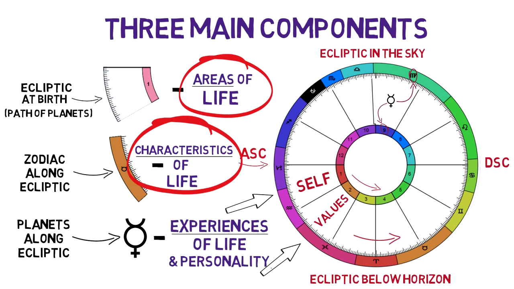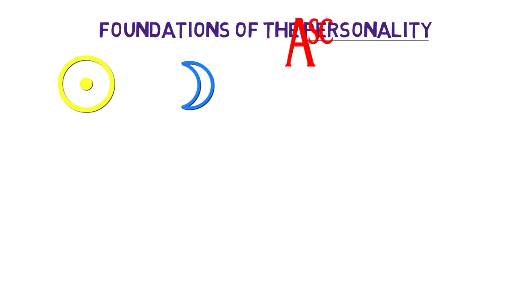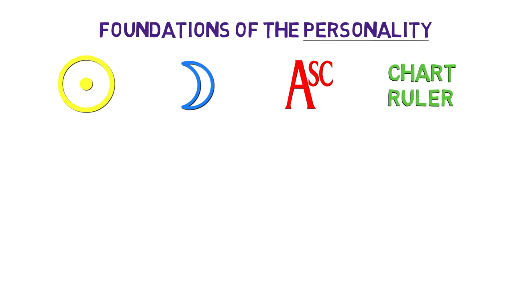Now let's look at what your chart says about you. In general birth chart analysis, we want to start with the most foundational elements first. In other words, the most foundational elements of your personality and overall life experiences. There are four main components of the chart that show this: your sun, moon, ascendant, and the ascendant ruler, also known as your chart ruler.